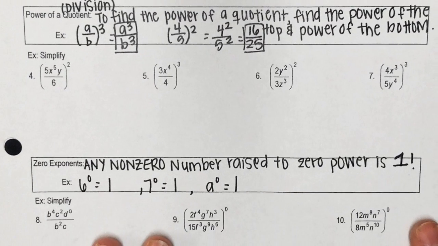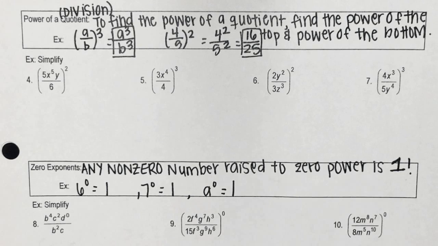Okay, copy down the second box. If you're done with the second one, you can go ahead and go to the third.